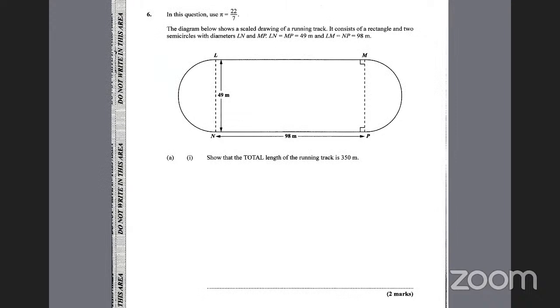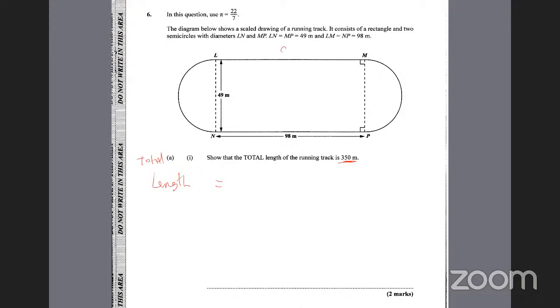Looking good. So show that the length is 350. It's a beautiful question, they tell you what to get: the length of the running track. So we're trying to get the total length. The diagram below shows a scale drawing of a running track. It consists of a rectangle and 2 semicircles with diameters 49 as shown there, LN and LM, 98.